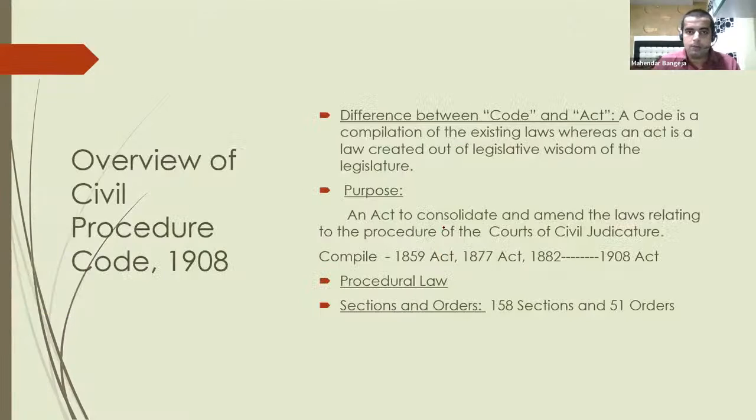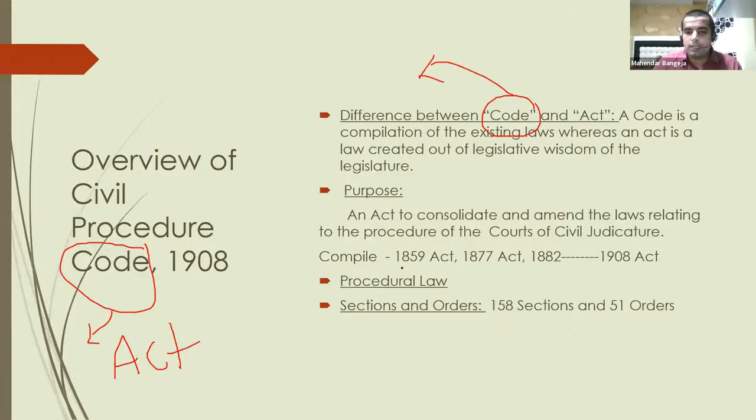So I'll proceed with the overview. Now, Civil Procedure Code. The question is why it is known as a code and not an act. Now we need to understand the difference between an act and a code. A code is basically a compilation of all the existing laws. मतलब पहले भी CPC के पहले भी already existing civil procedure से related laws थे. वो था 1858 Act, 1877 Act and 1882 Act. तो 1908 Act ने क्या किया, इन सबको compile किया, and that is the reason it is known as a code and not an act.